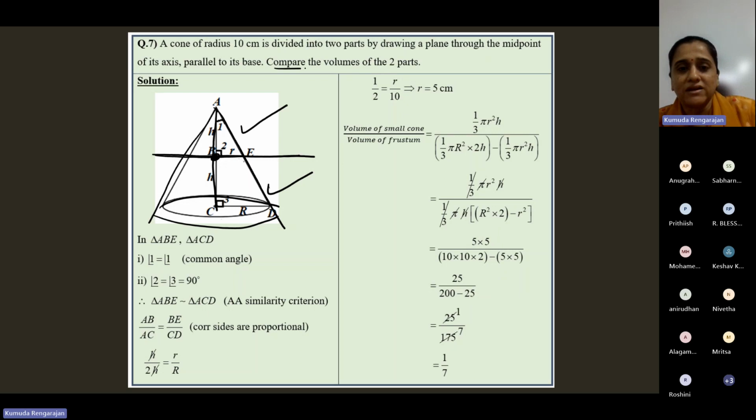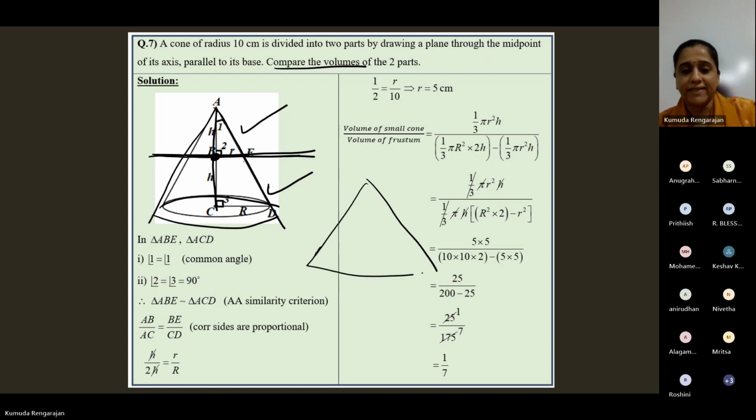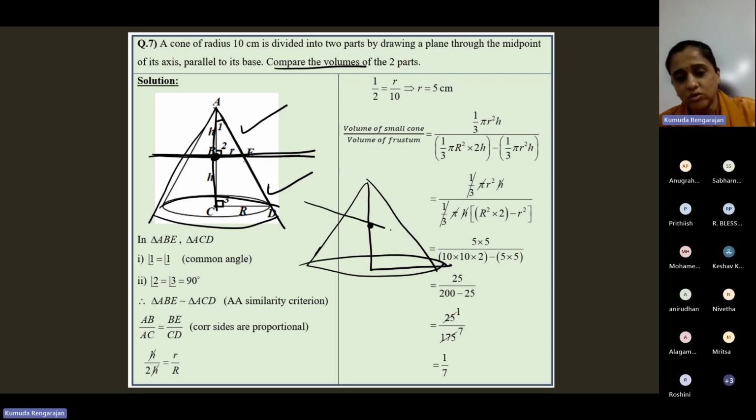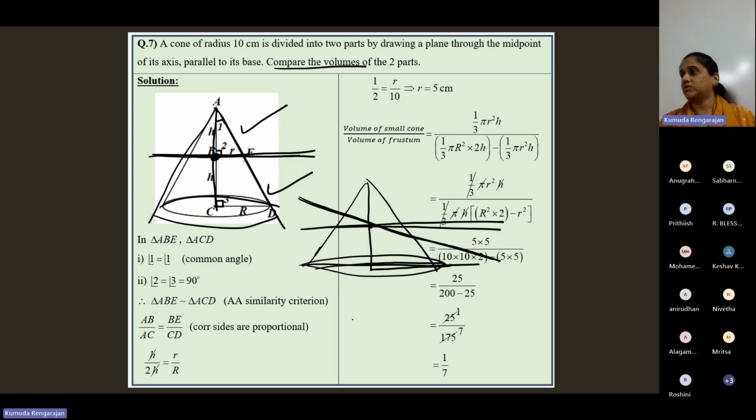You will have to compare. This plane is parallel to the base. It doesn't go like this. This is the midpoint of the axis, right? The plane does not go like this. The plane goes parallel to the base. The plane does not go through the midpoint like this. The cutting plane is parallel to the base of the cone. Do we understand the difference?